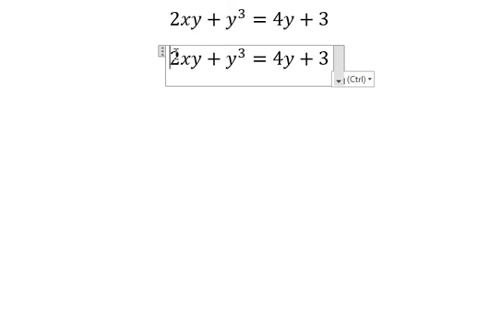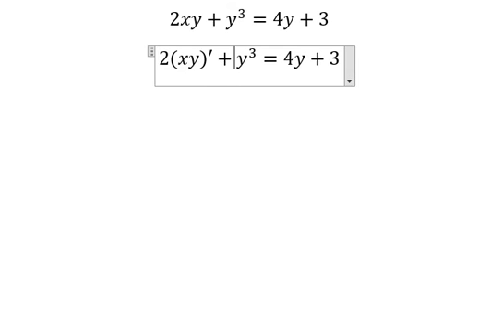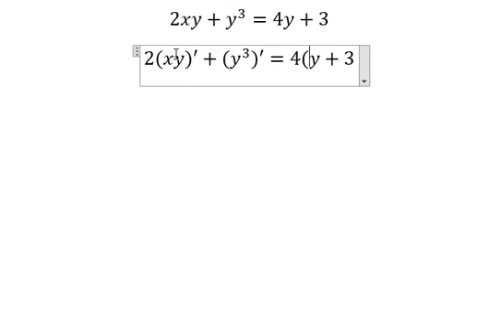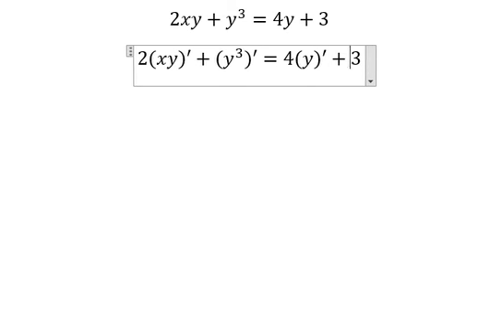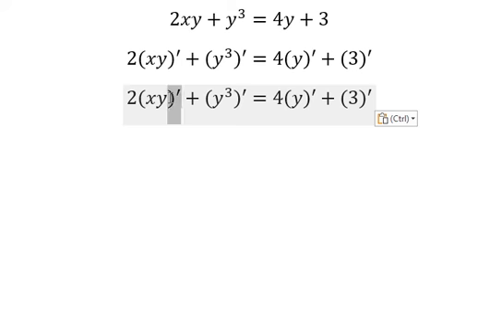First, we need to take the first derivative of both sides. So this one we can apply the product rule of derivative. So that should be like this.